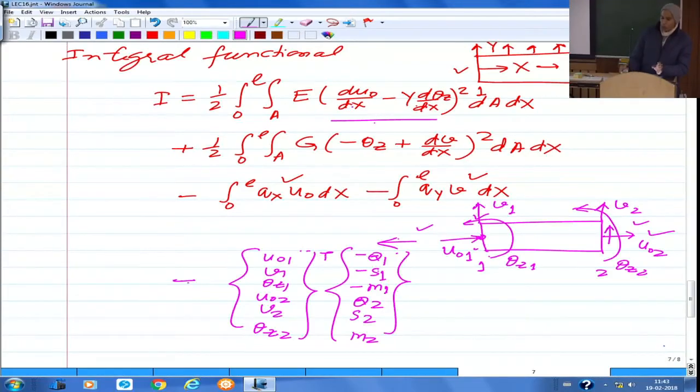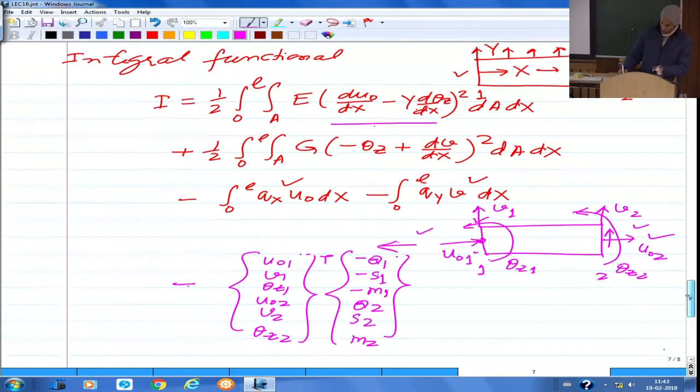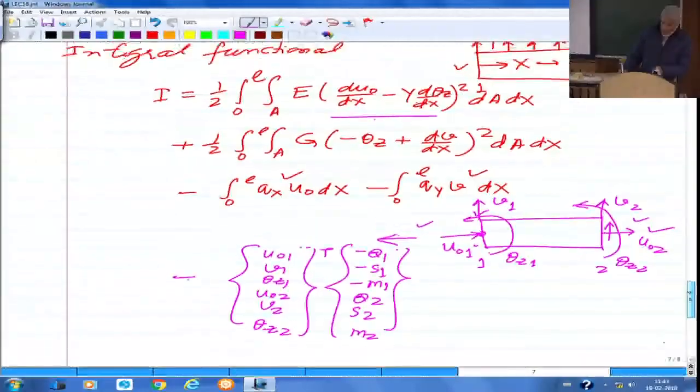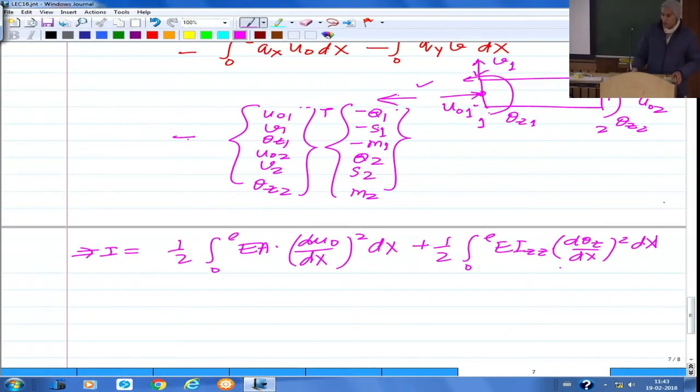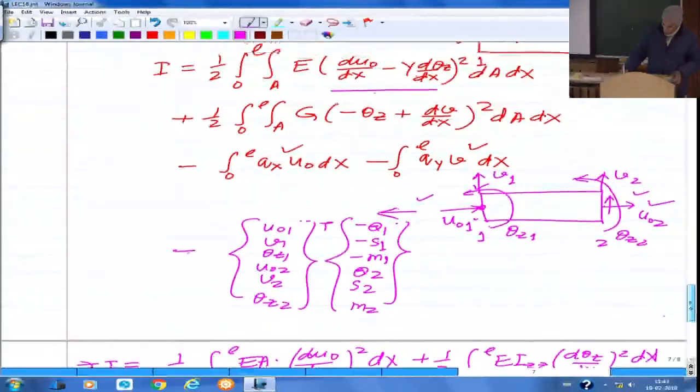So that term would become EA into du naught by dx squared. That is what I have written here. Then the second term is going to be E into y squared into d theta z by dx whole squared. y squared dA is your Izz, so the second term actually gives you this. The third is, since y dA is 0, y having its origin at the centroid of the cross section, the third term is 0 out of the first one.